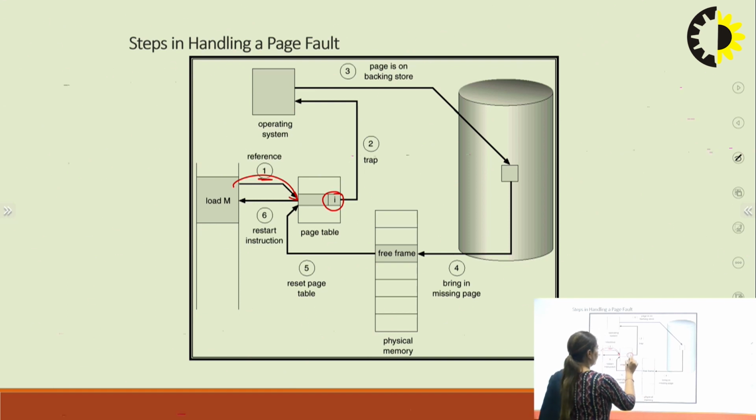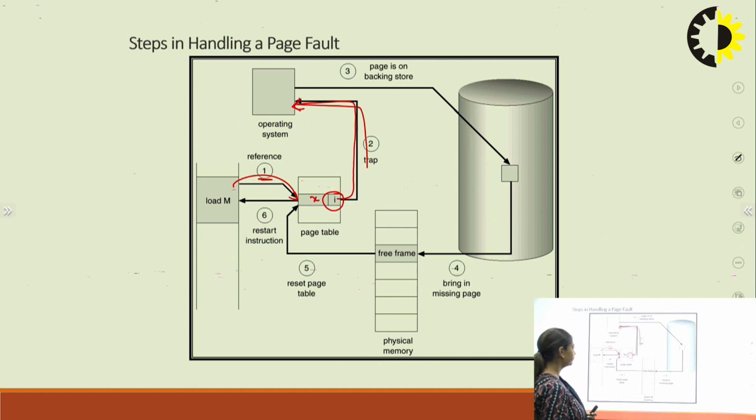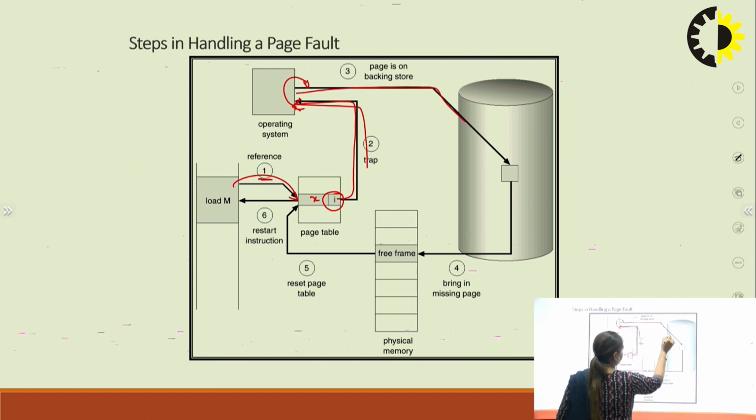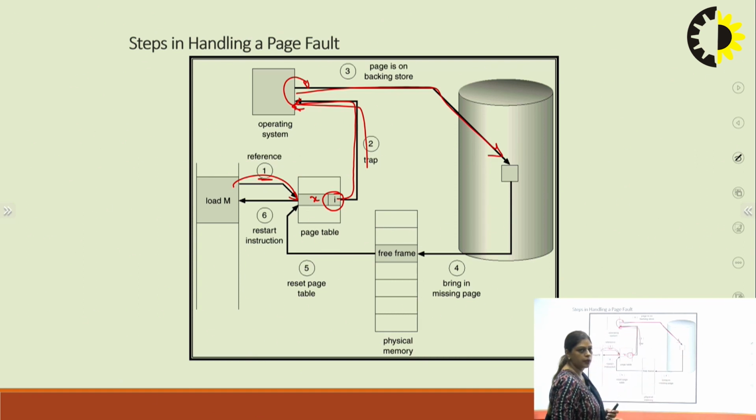So now it will go for help to the operating system. It will generate a trap and tell the operating system that I want this particular page. Suppose I want page X, right? Now the operating system says okay, and the operating system will search for that page in the backing store, because now the function of the operating system has started, right?